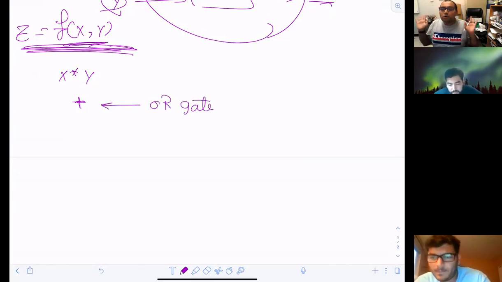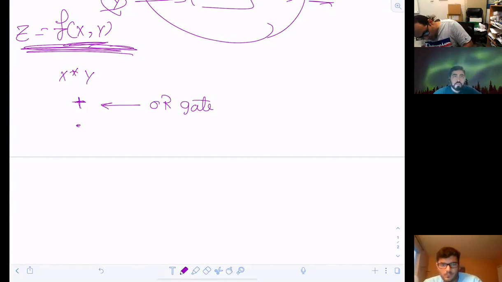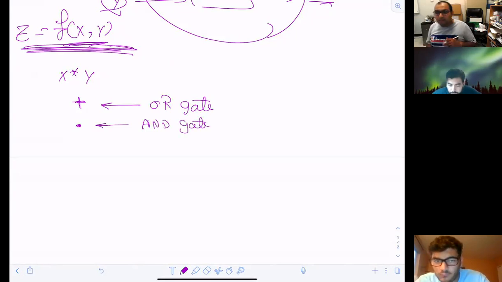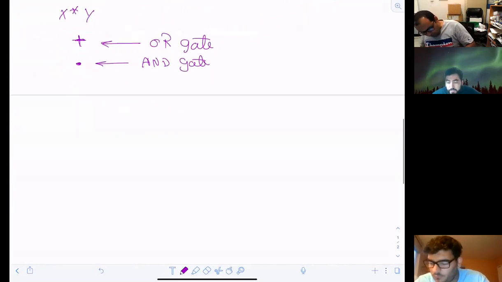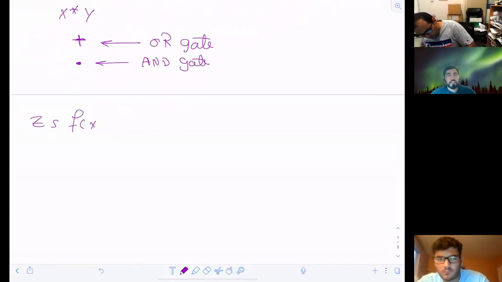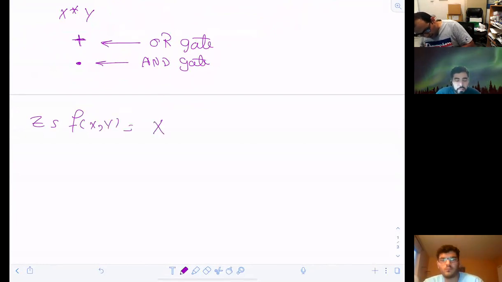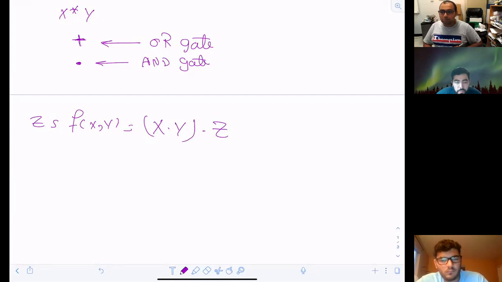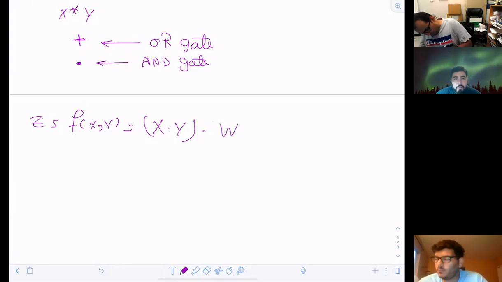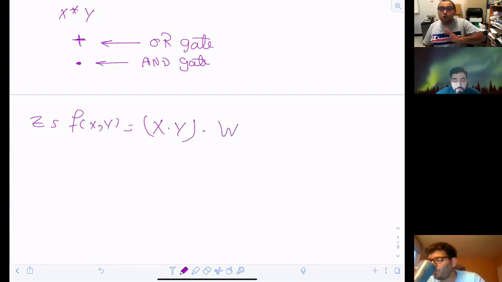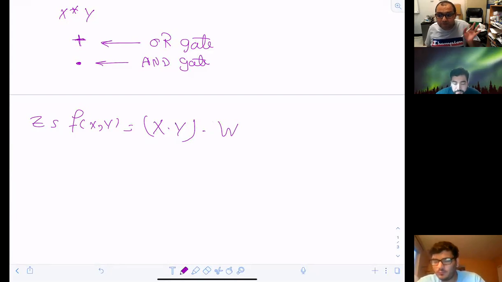Then there is no longer multiplication. It's called what? AND gate. So you are ANDing or ORing. Let's give an example, right? So z as a function of x and y is x ANDed with y ANDed with z. So what I'm saying is no more multiplication. There is no multiplication. That's called Boolean algebra.